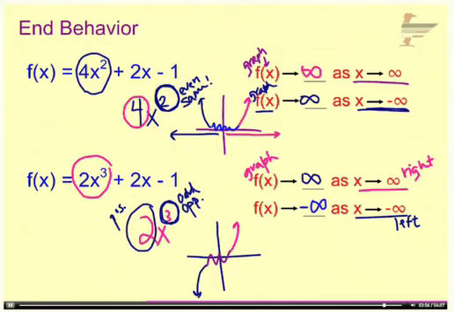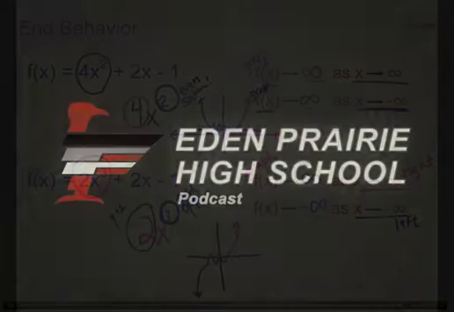So there are 2 examples for describing the end behavior. I will do another 2 examples where the right side is not going up. So check those out, please.